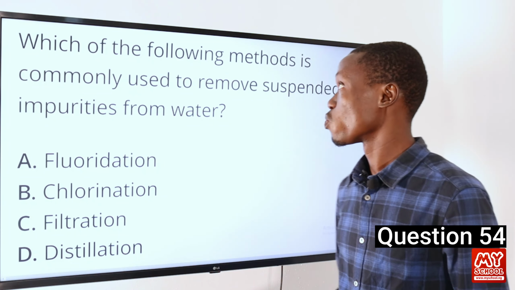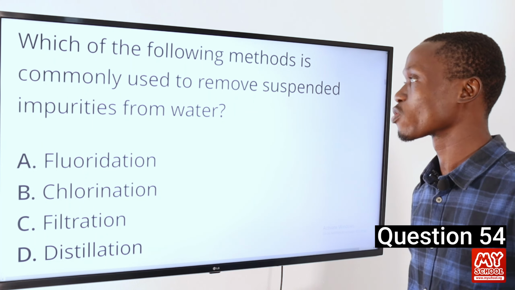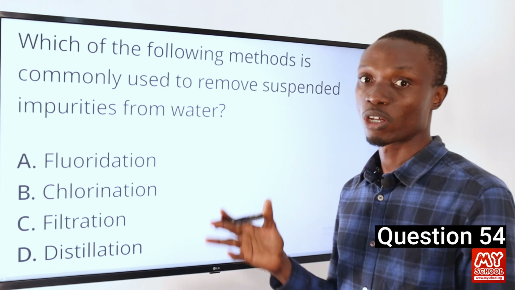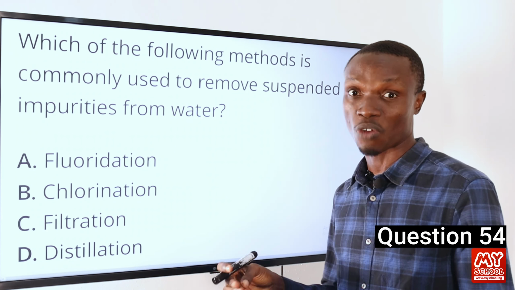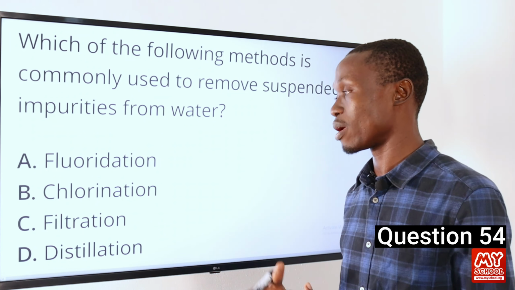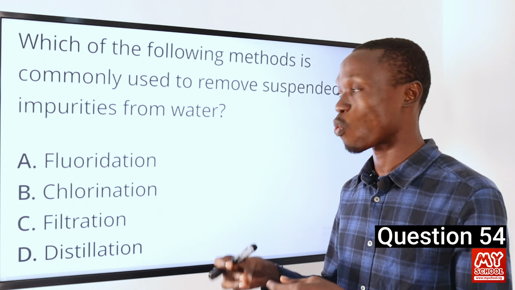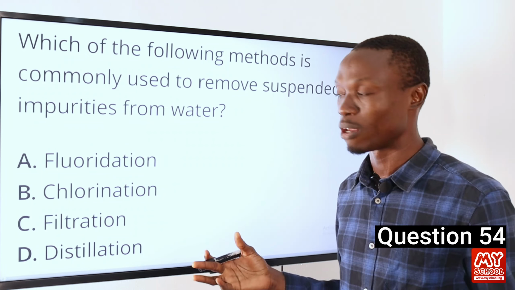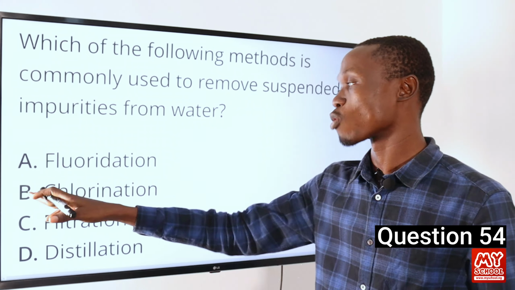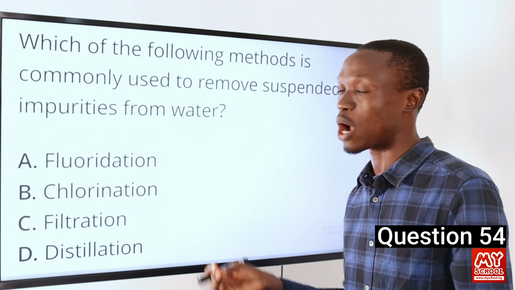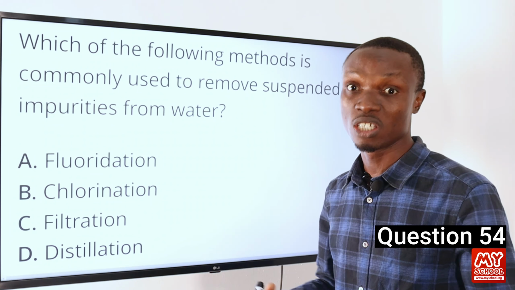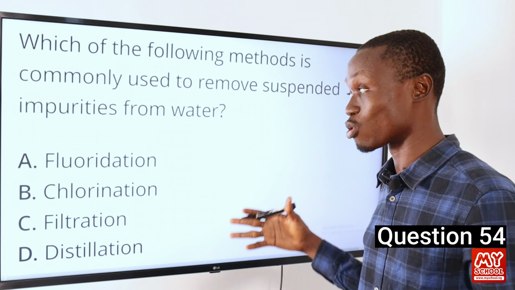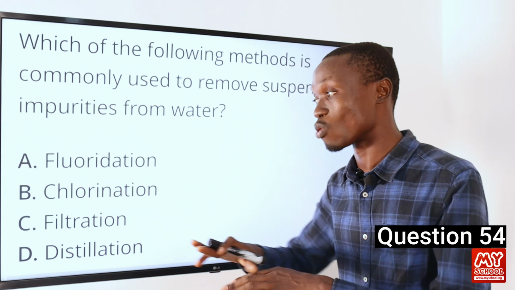Question 54. Which of the following methods is commonly used to remove suspended impurities from water? So option A, we have fluoridation. Fluoridation simply means the addition of a calculated amount of fluorine to the public water supply in order to prevent tooth decay. So A is not the option. While option B is chlorination. In chlorination, you are adding a little chlorine to water to kill germs. Chlorine is usually used as a germicide as far as water purification is concerned. So option B is not the answer.